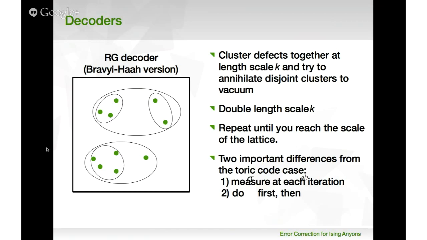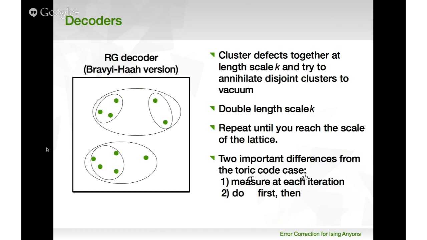The first decoder that we looked at is this decoder by Bravyi. This idea of an RG decoder has been explored by a few authors. The version that we've looked at is this version by Bravyi and Haah. Here the idea is to cluster the defects, which is the language they use in their paper. I take the particles and if they're very close together, I try to cluster them. Then I double the length scale at which I mean close together, and try to cluster next nearest neighbors and so on. I iterate over this process until I reach the global scale of the lattice.